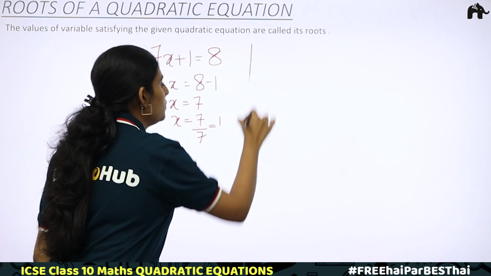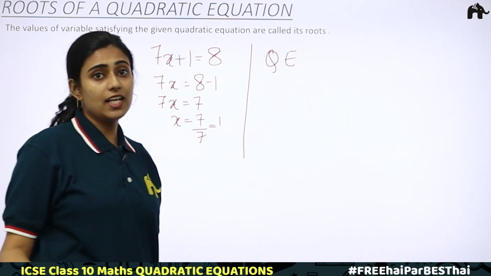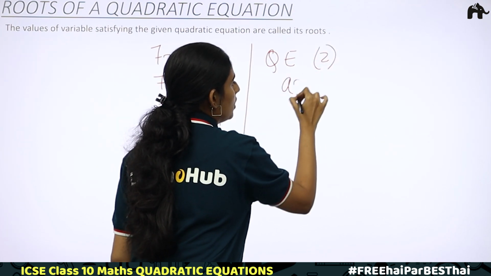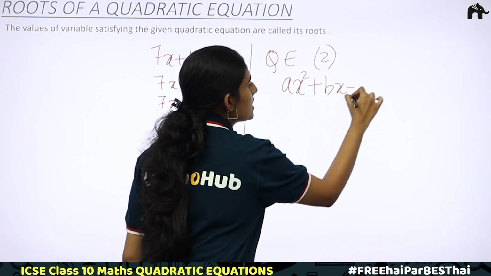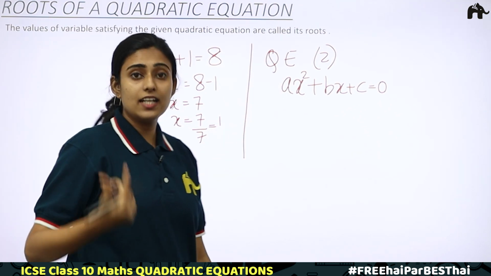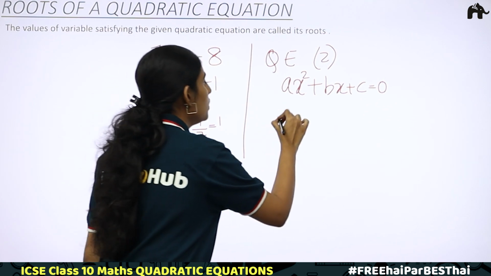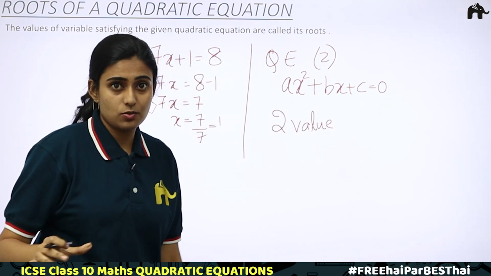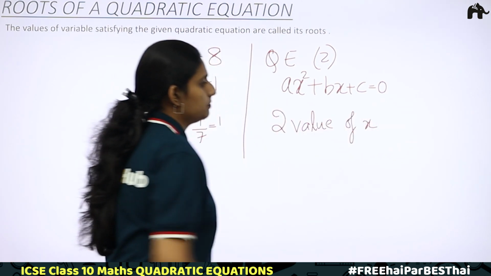But when you come to a quadratic equation, what is the degree? Here the degree is 2. We have quadratic equation, the standard form is ax square plus bx plus c is equal to 0. The highest power of x is the degree. Highest power of x is 2, which means we will be getting 2 values for x. When you solve the quadratic equation, you will be getting 2 values of x.